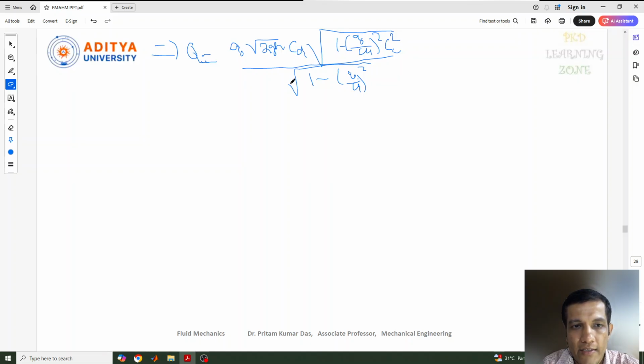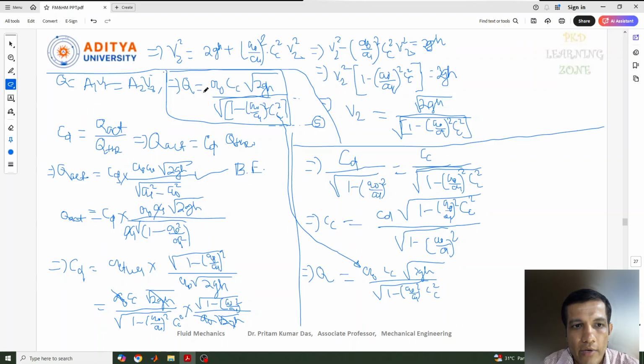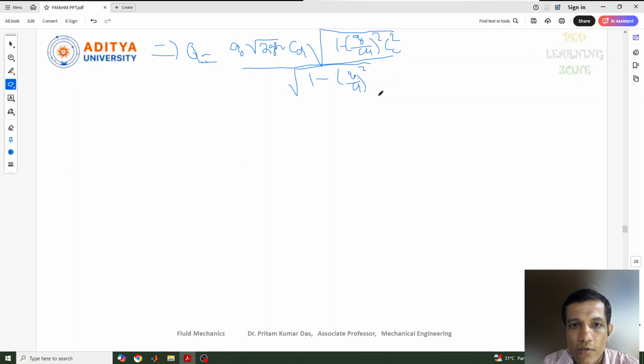Apart from this, if you see, this is only the Cc term, as I have written. Our Q term again has this term in the denominator, and I have already written root over 2gh. So here also I'll write the same thing, into root over of 1 minus a naught by a1 squared into Cc squared. Now if you see, there is a common term here, so we can cancel that.